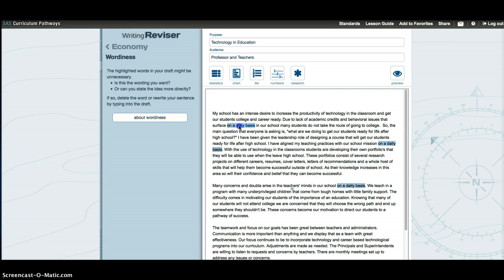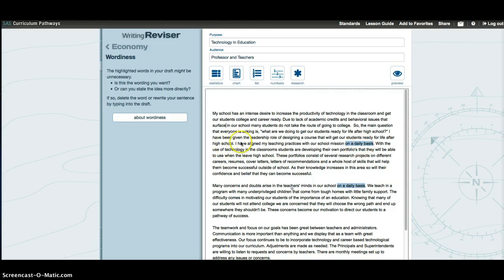Okay, so let's see if I can erase that. I'll reread the sentence. So, due to lack of academic credits and behavioral issues that surface in our school, many students do not take the route of going to college. It sounds a little bit more organized and a better sentence structure there without the wordiness. So this is a great little app here for this program.